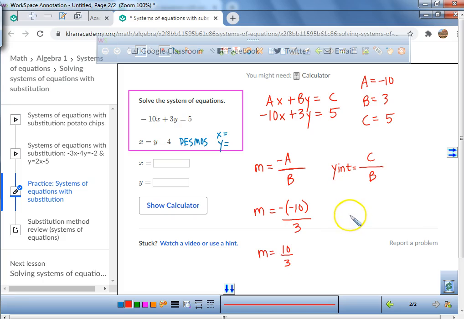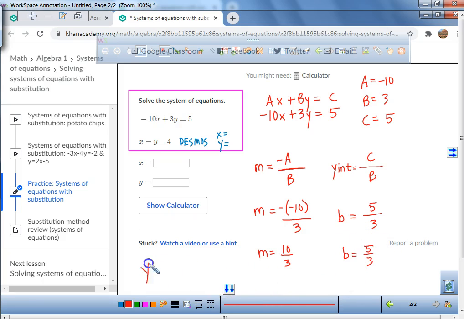Let's look at our y-intercept. Our y-intercept is c over b. Well, what's my c value? 5, and my b value is 3. So it looks like my y-intercept, I'm going to put lowercase b. All right, lowercase b represents your y-intercept in slope-intercept form. I'm going to put 5 over 3.